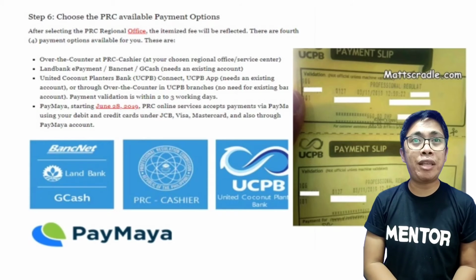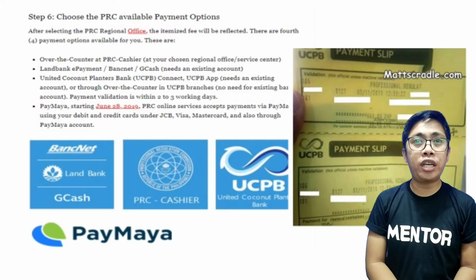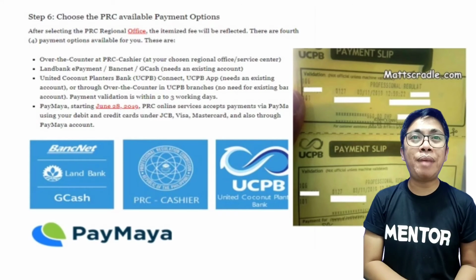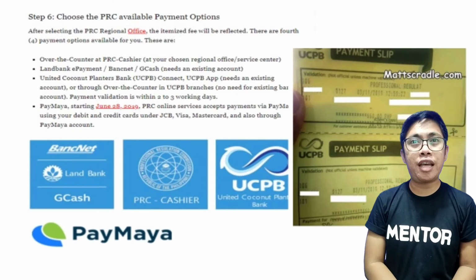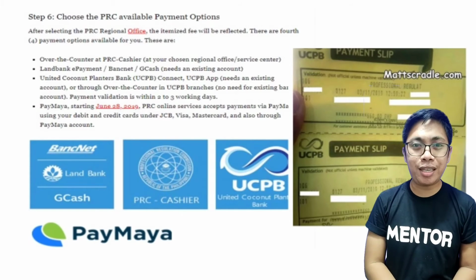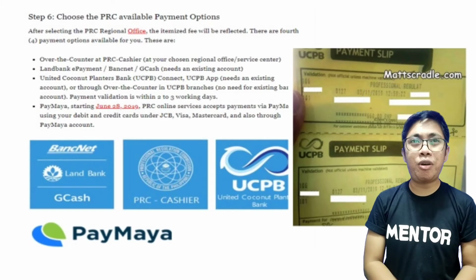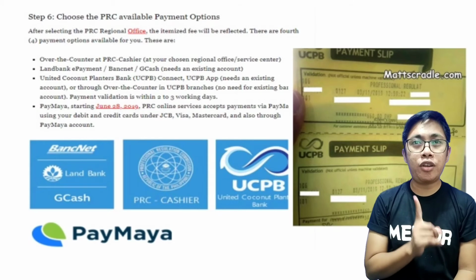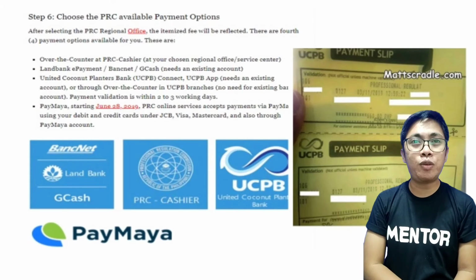So there are 4 payment options that you are able to choose. One is over the counter at PRC cashiers at your chosen regional office or service, but it is not encouraged. Then Land Bank e-payment, Bancnet, GCash needs an existing account. So kailangan po ng existing account. So it's not possible. And United Coconut Planters Bank, UCPB. Dito sa UCPB hindi na sila tumatanggap, so we're not going to discuss this. Then Paymaya.